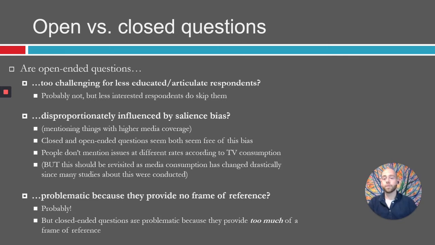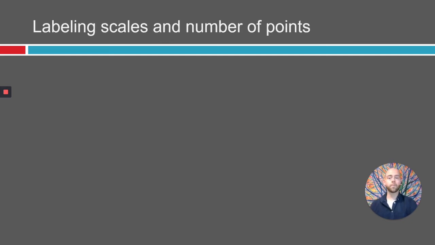And if you use both types, then you can hopefully cancel out those biases by having people respond to both, using those answers to complement one another, and then even counterbalancing the order of open and closed questions to make sure that they're not affecting each other, basically.